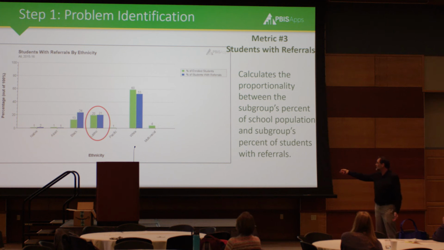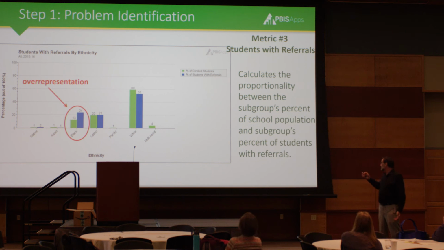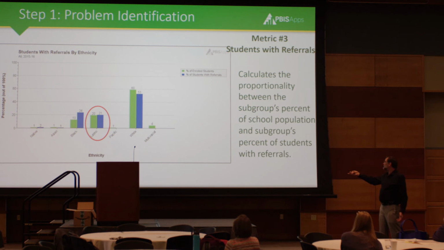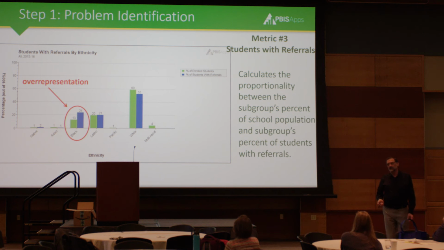That seems equitable. These seem equitable, or nearly so. This seems nearly so. This seems nearly so. But next to it, 13% of the population has 24% of the students with referrals. That does not seem equitable. That would be significant disproportionality.